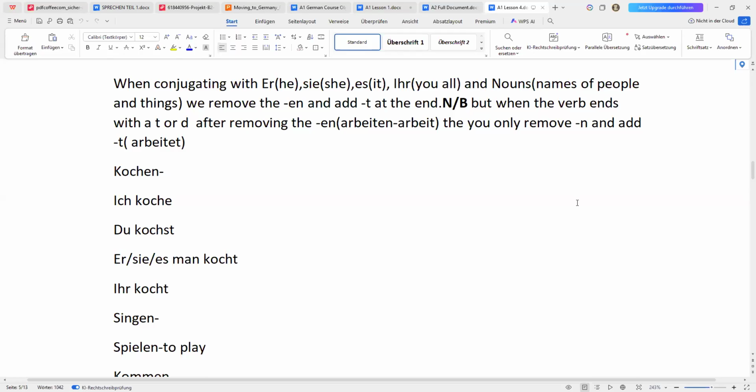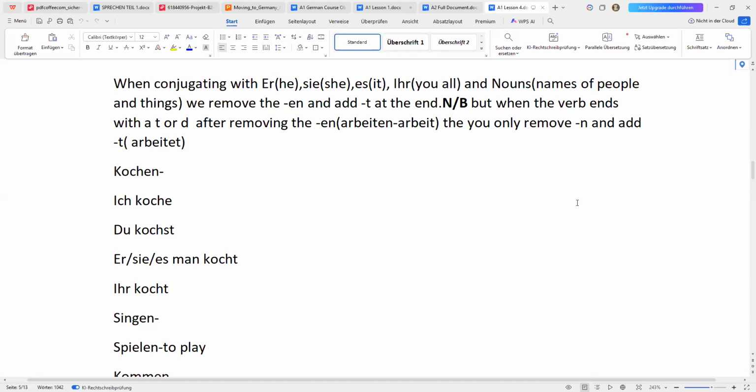You only remove the en and add a t. So, kochen, ich koche, du kochst.